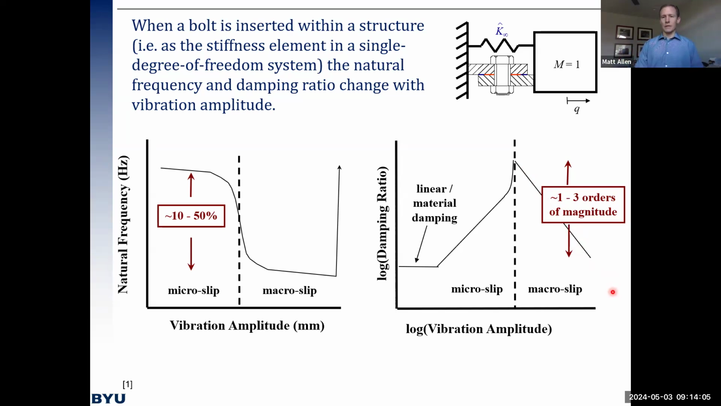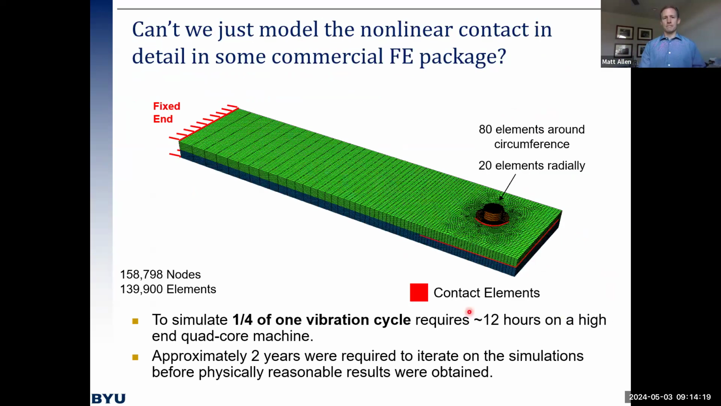So there have been quite a few studies that observe these effects in real structures, and this model with a single bolted joint and a mass spring system can exhibit all of those physics. So that's kind of the big picture.